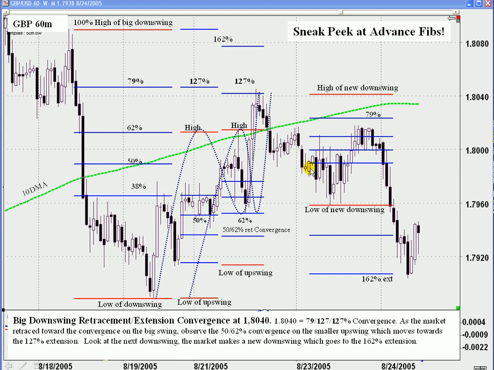And then price falls here, retraces, and then it goes between the 62 and the 79%, but then extends down to the 162% extension of this full downswing before it gets exhausted and begins to retrace.